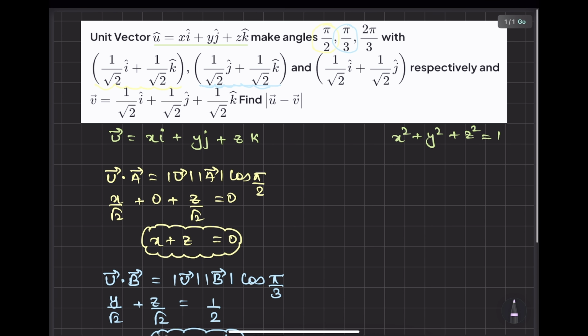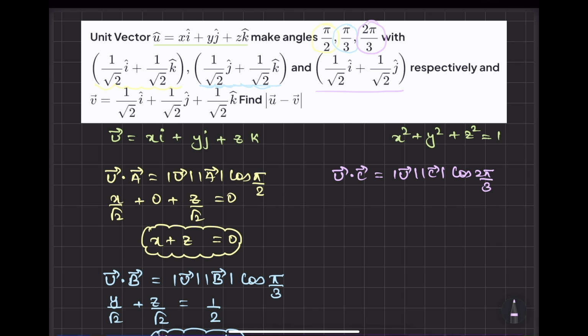Now we will play with the third component. So it is 120 degree. Okay, now suppose this is c vector. So vector u dot vector c equals magnitude of u vector, magnitude of c vector, cos of 120 degree.